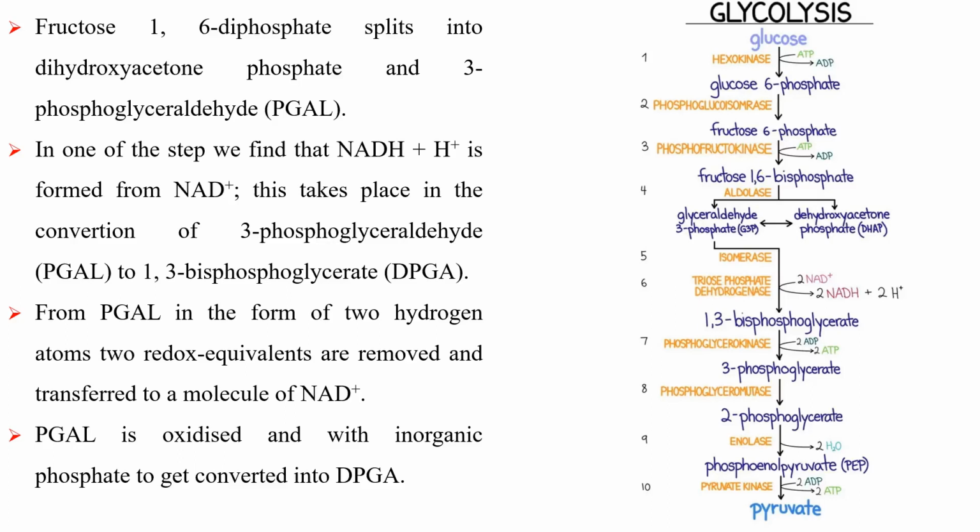In one of the steps, we find that NADH plus hydrogen ion is formed from NAD ion. This takes place in the conversion of 3-phosphoglyceraldehyde, or PGAL, to 1,3-bisphosphoglycerate, DPGA. From PGAL, in the form of two hydrogen atoms, two redox equivalents are removed and transferred to a molecule of NAD ion. PGAL is oxidized and inorganic phosphate is added to convert it to DPGA.